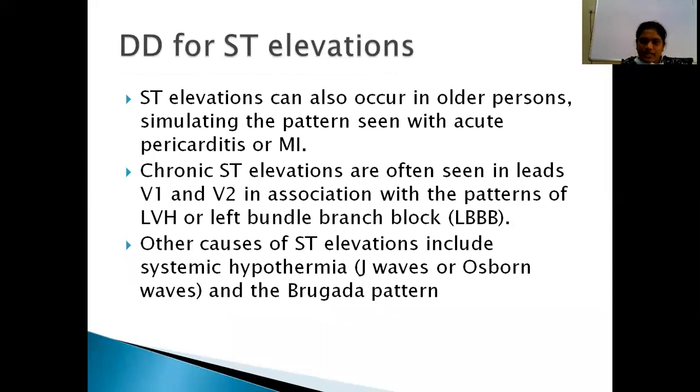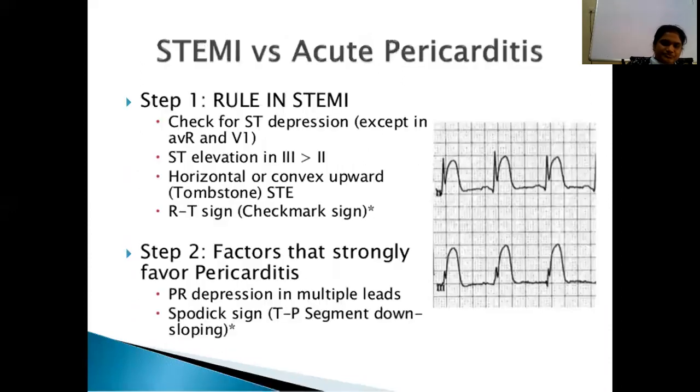So the differential diagnosis for ST segment elevations. The ST segment elevations can also occur in older persons, a pattern similar to that seen with acute pericarditis. Chronic ST segment elevations are often seen in leads V1 and V2 in association with the patterns of LVH and LBBB. The other causes of ST segment elevation include systemic hypothermia, in which the J waves or the Osborn waves are seen, and the Brugada pattern. So this is the difference which helps to differentiate between the STEMI and the acute pericarditis.